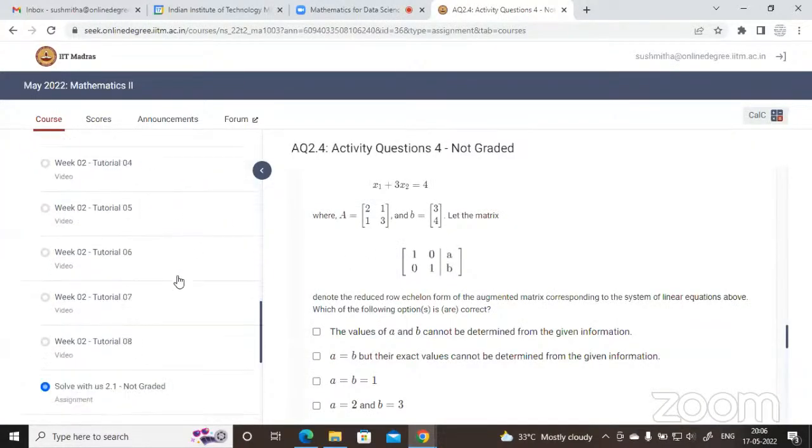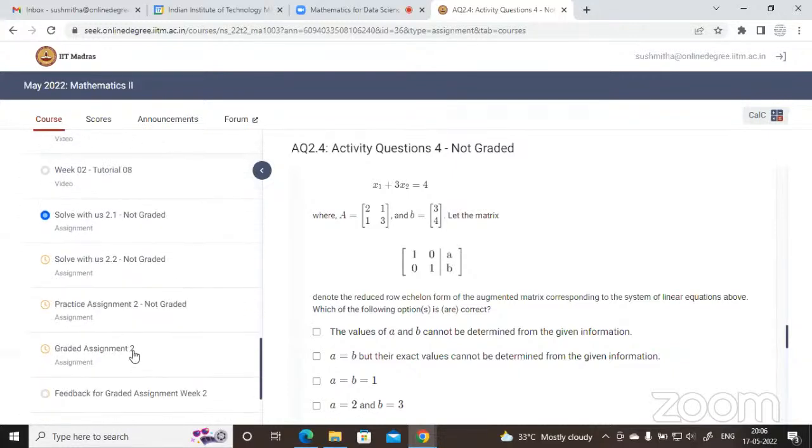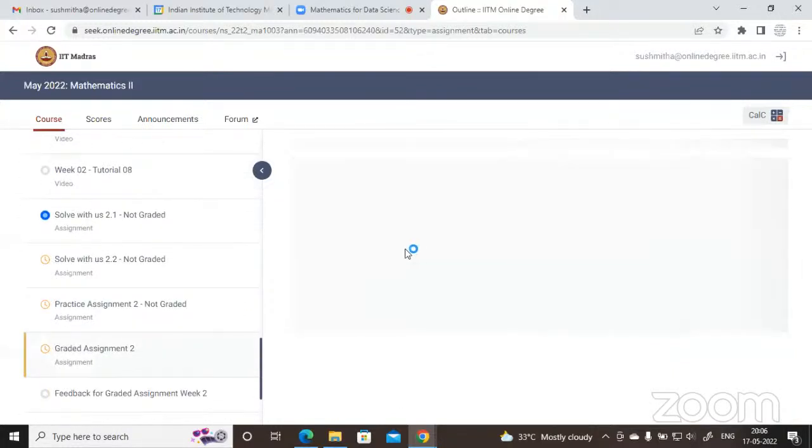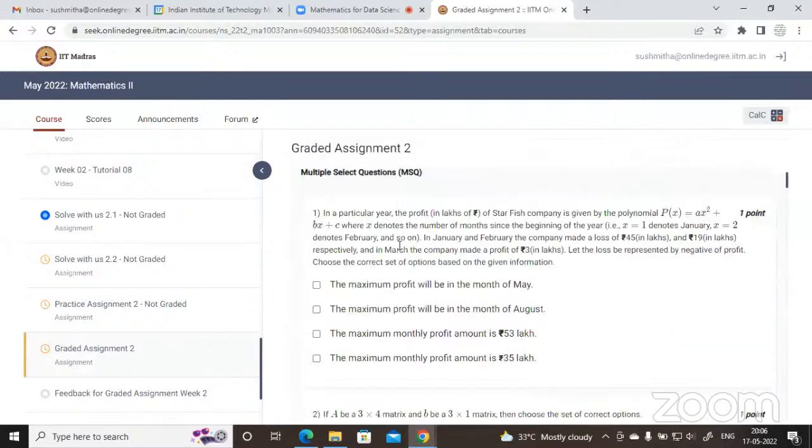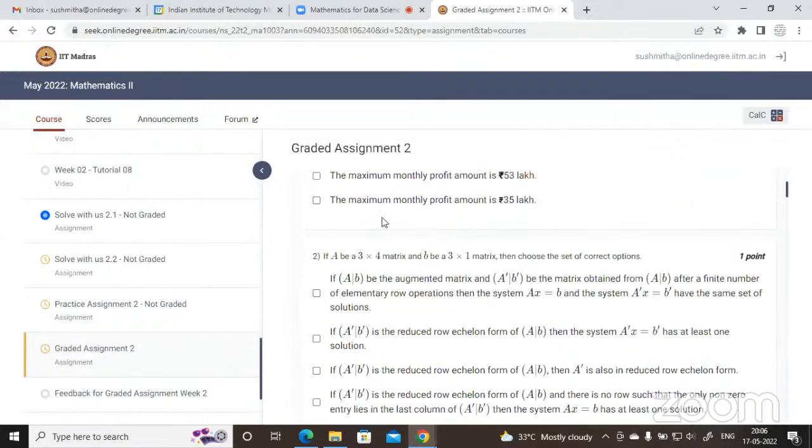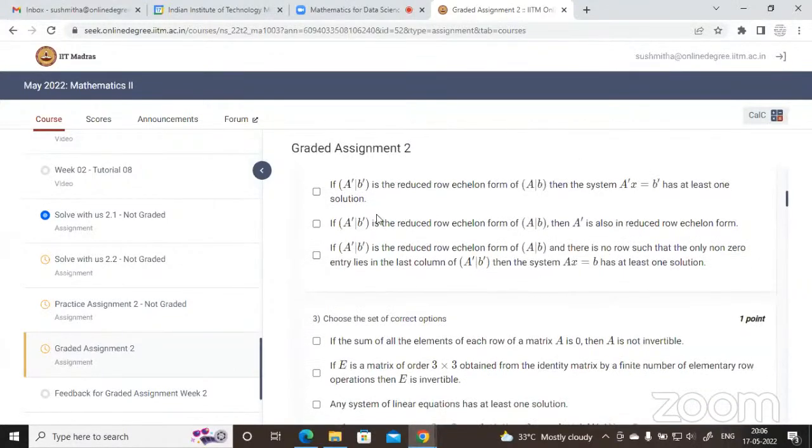So there was no question similar to that in the practice assignment. Ma'am, can I ask one question? Is it related to the same question? Yes, sir. Yes, ma'am. It is related to the topic. Actually, I cannot understand clearly what is row equivalent form.